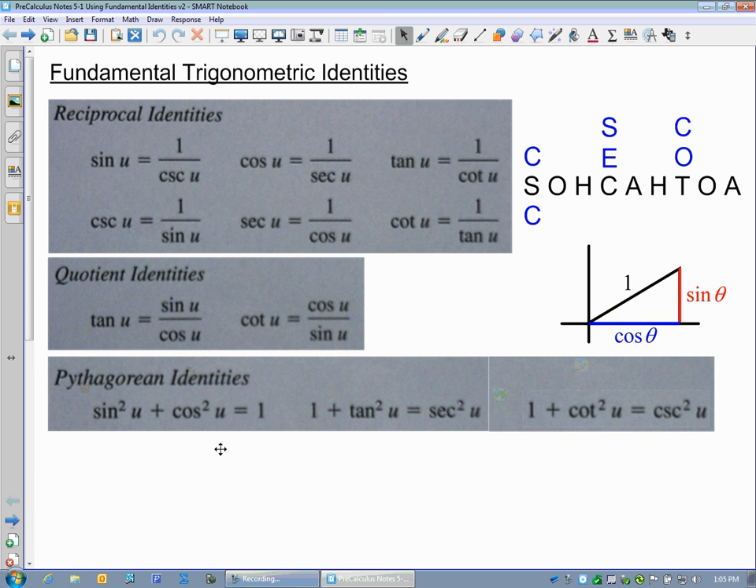Likewise, if you divide through by cosine squared, then the first identity will become the second identity. So as long as you know that first one, and you should understand it more than memorize it, you can always derive the other 2.